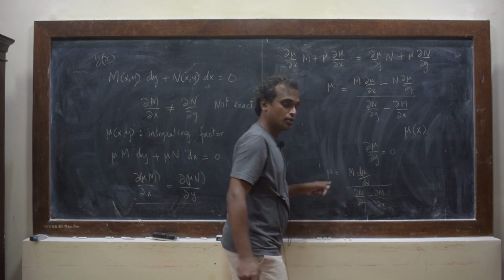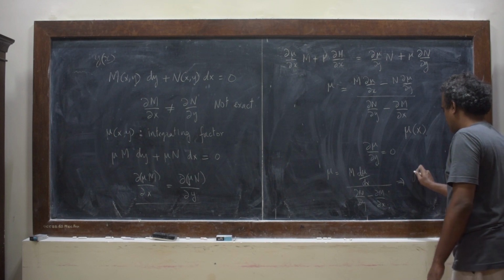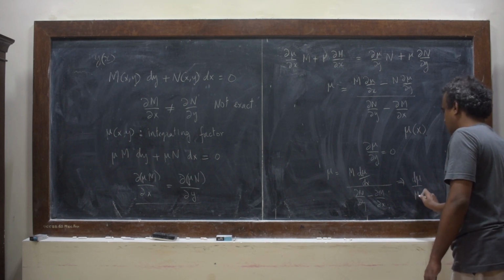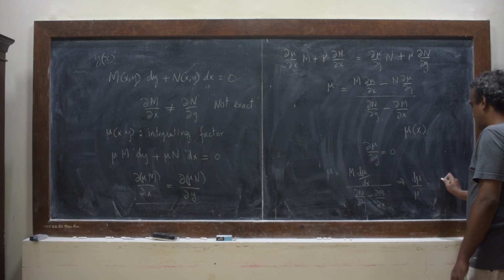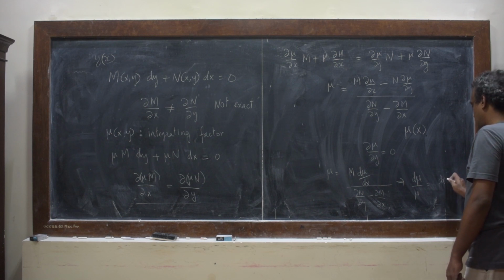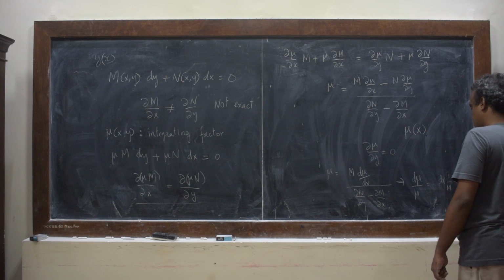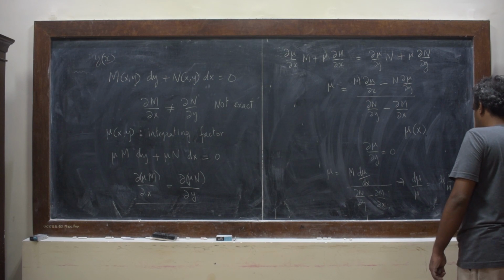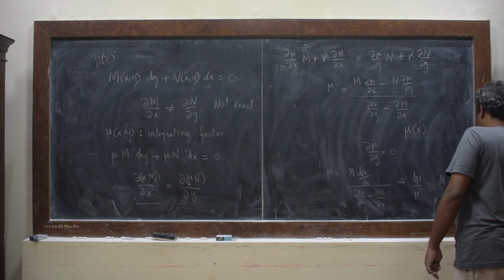Bringing factors of mu onto one side, we could express this equation as d mu over mu equal to dx of 1 over M del N over del y minus 1 over M of del N over del x.